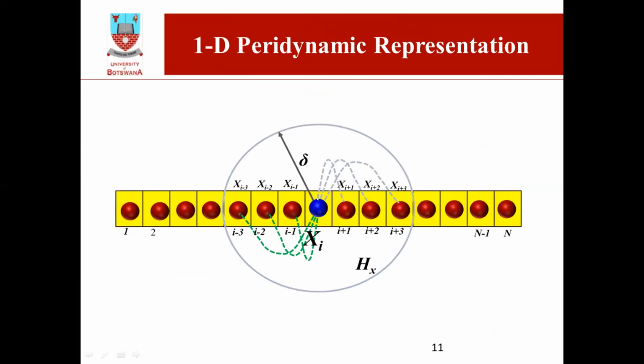So this is in case of one dimension, where particle i interacts with the three neighboring particles. So our horizon radius is going to be 3. If it is in 2D, we are going to project it in the y direction. And then if we have 3D, we can extrude it to the one perpendicular to the slide.